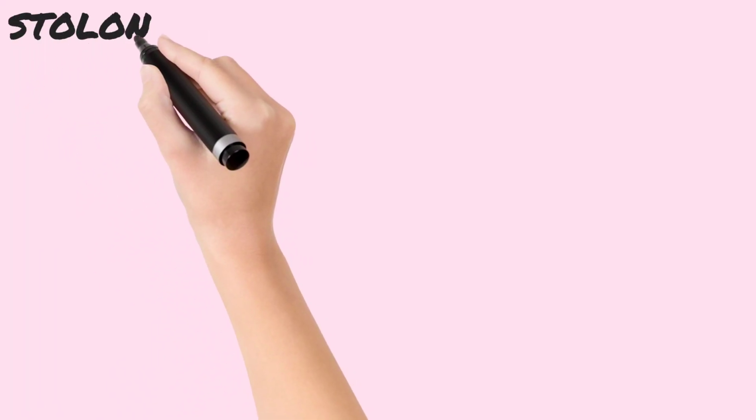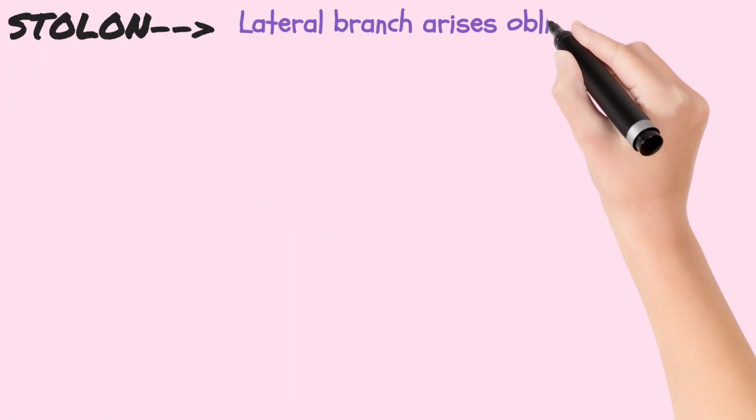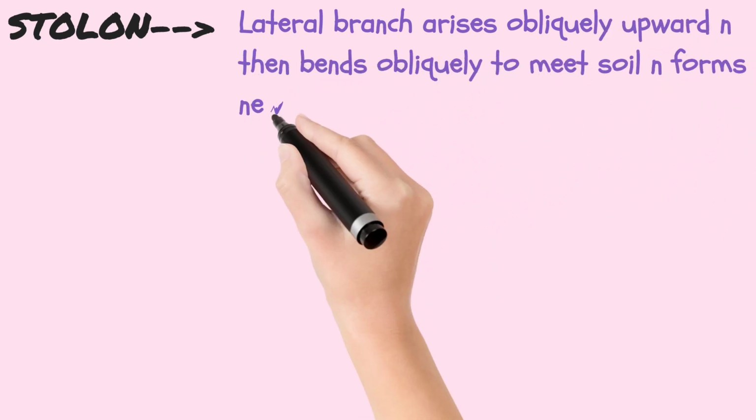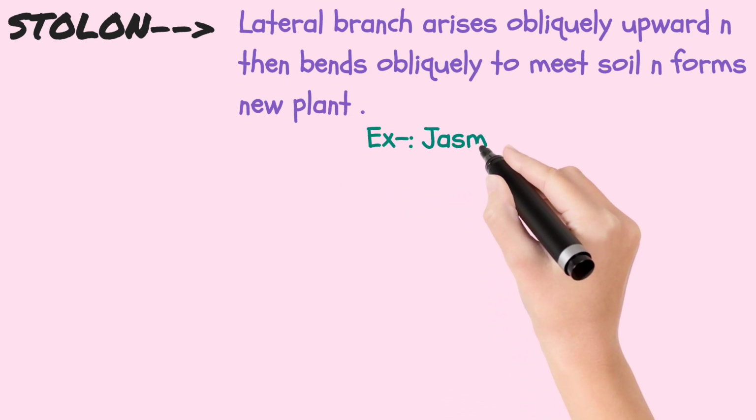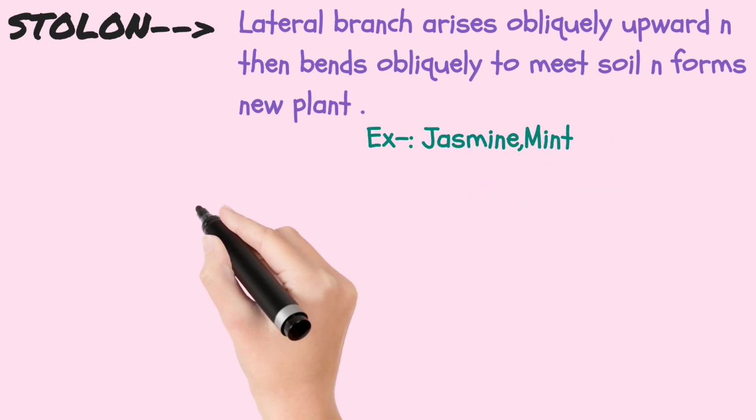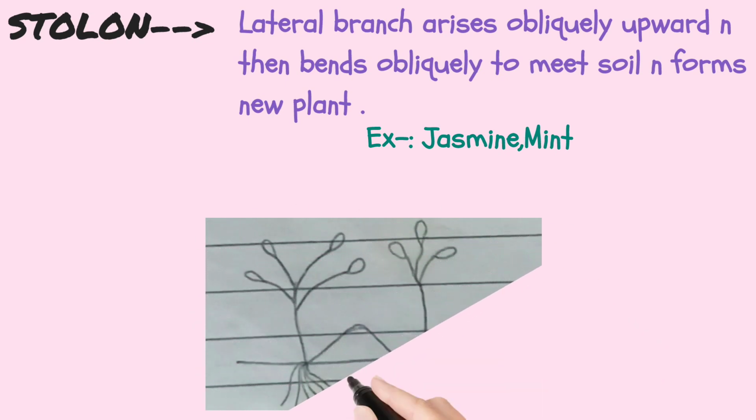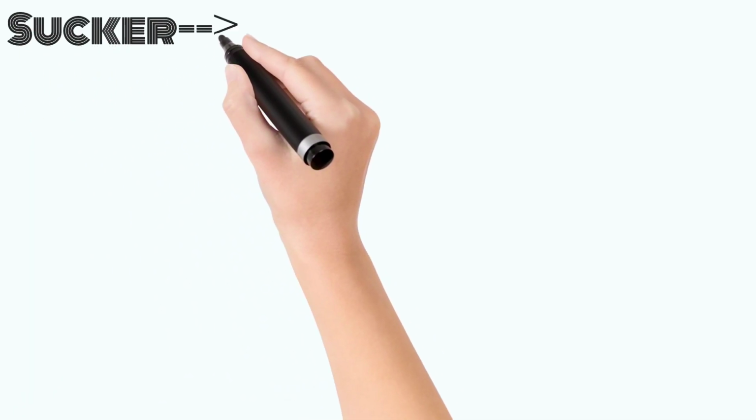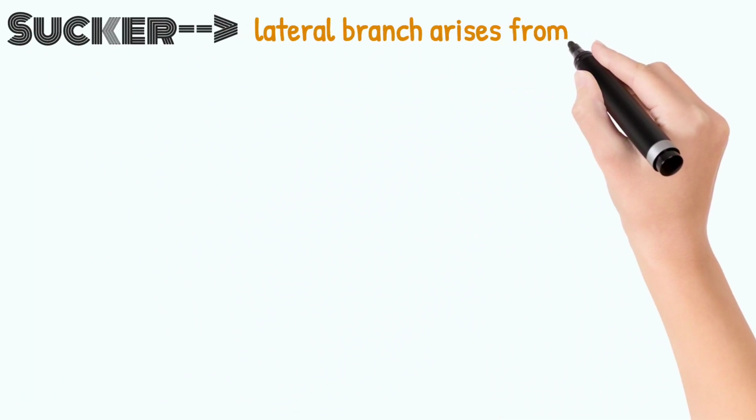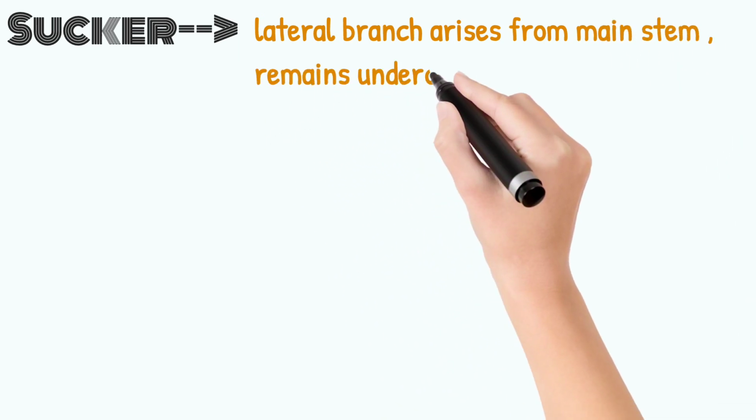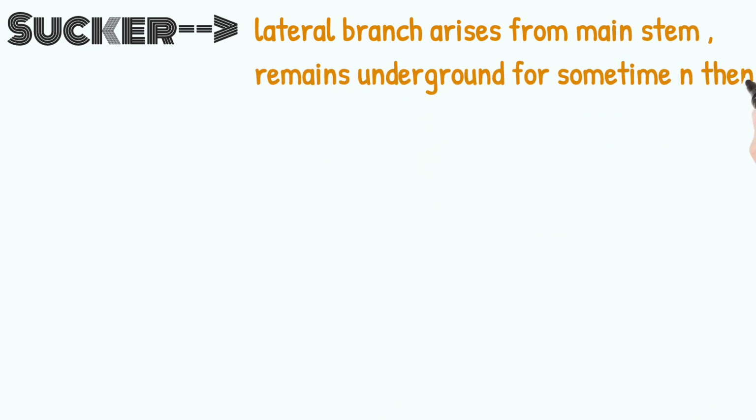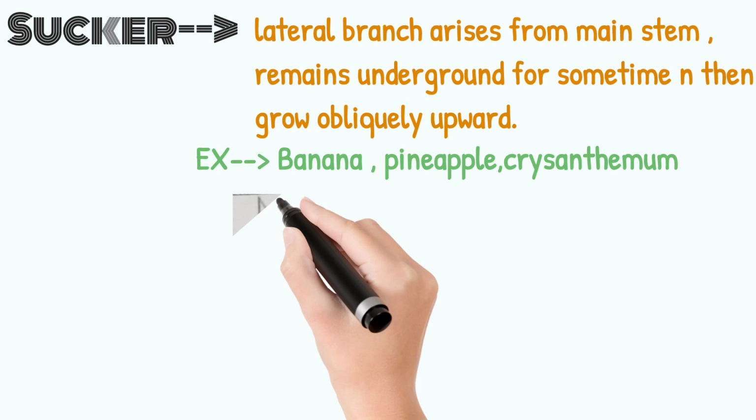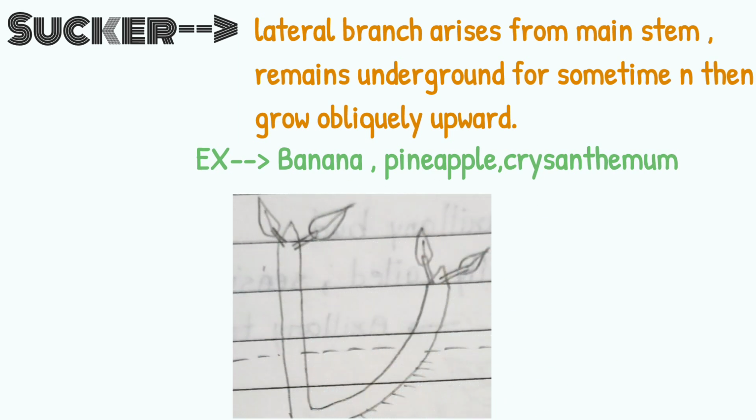Stolon has a lateral branch, arises obliquely upward, and then bends obliquely to meet soil and forms a new plant. Examples of stolon are jasmine and mint. Sucker has a lateral branch, arises from the main stem, remains underground for some time, and then grows obliquely upward. Example of sucker: banana, pineapple.